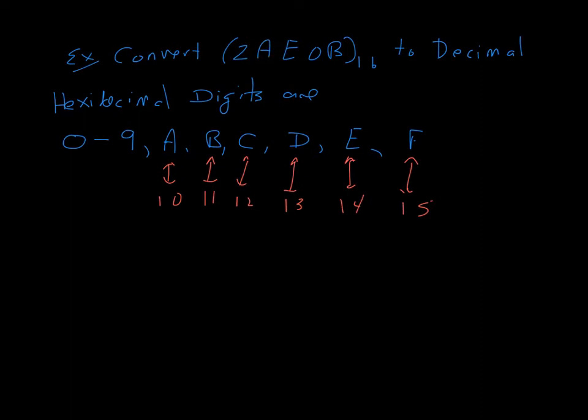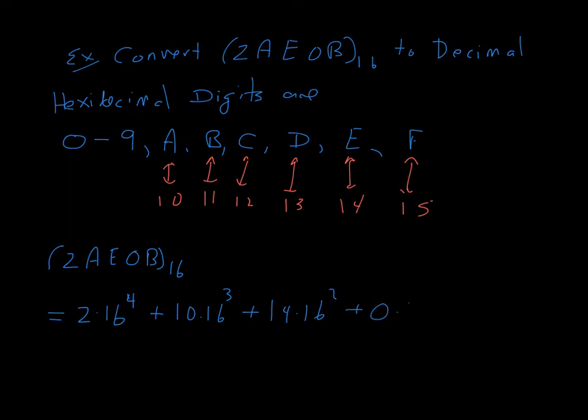So here's how this works. I feel like I'm making this more complicated than it actually is. So here's how you actually do the calculation. We have the hexadecimal number 2AE0B base 16, which is equal to 2 times 16 to the, let's see, to what power? Zeroth power, first power, second power, third power, fourth power. So 16 to the fourth power, plus A, remember A is 10, so 10 times 16 to the third power, plus E, but E is 14, times 16 squared, plus 0 times 16 to the first, plus B, B is 11, times 16 to the zero power.